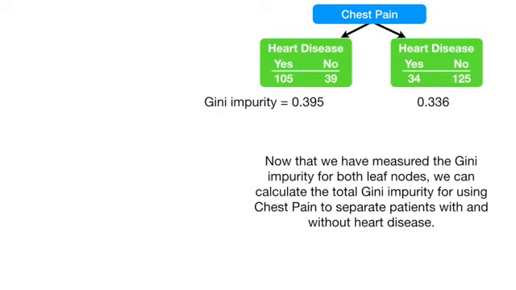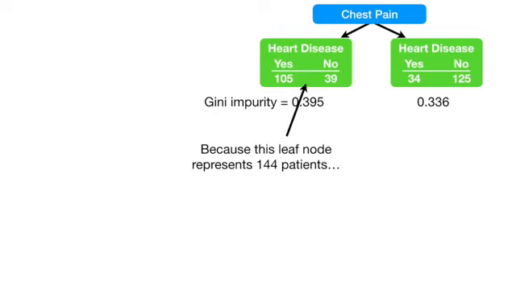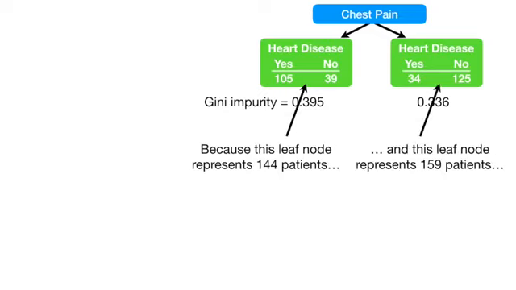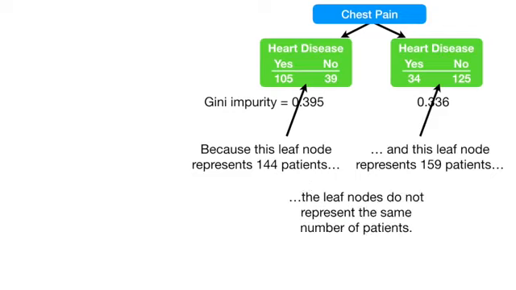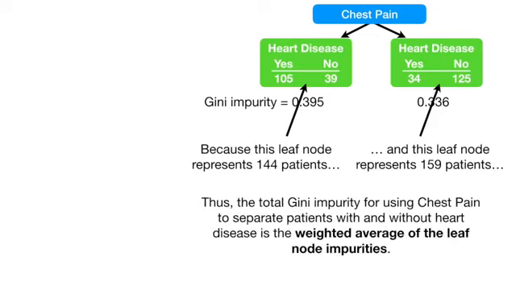Now that we have measured the Gini impurity for both leaf nodes, we can calculate the total Gini impurity for using chest pain to separate patients with and without heart disease. Because this leaf node represents 144 patients, and this leaf node represents 159 patients, the leaf nodes do not represent the same number of patients. Thus, the total Gini impurity for using chest pain to separate patients with and without heart disease is the weighted average of the leaf node impurities.